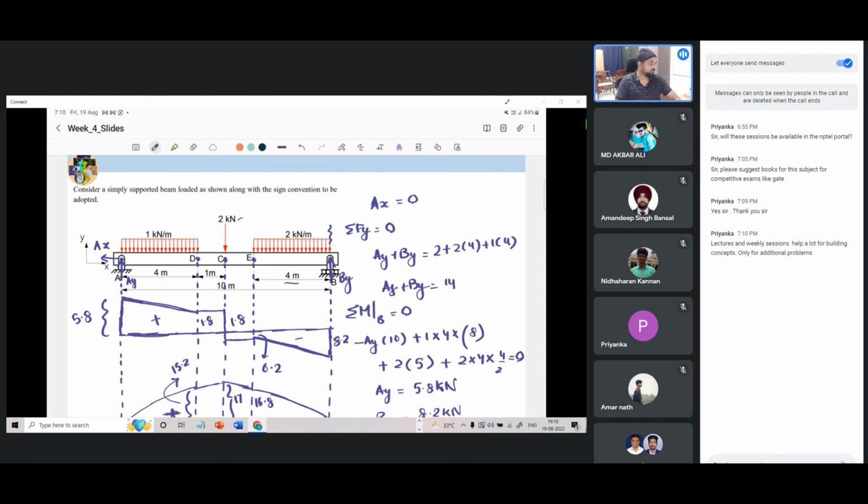Lectures and weekly sessions help a lot for building concepts, only for additional problems. Yes, that's good if they are helping out. Anyway, that is the main motive of this initiative, that the assistance that is required for students to understand the concept is given on all scales. So if that is working out, we are happy that it is working out.